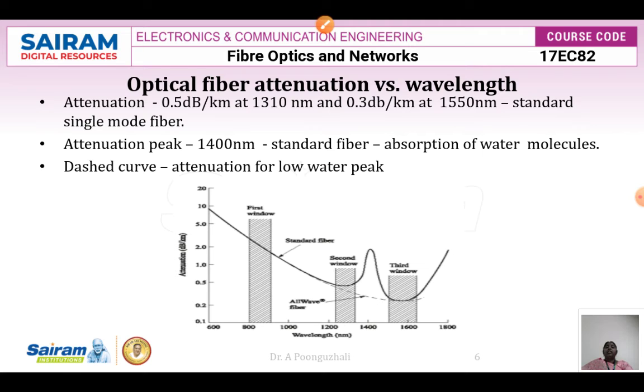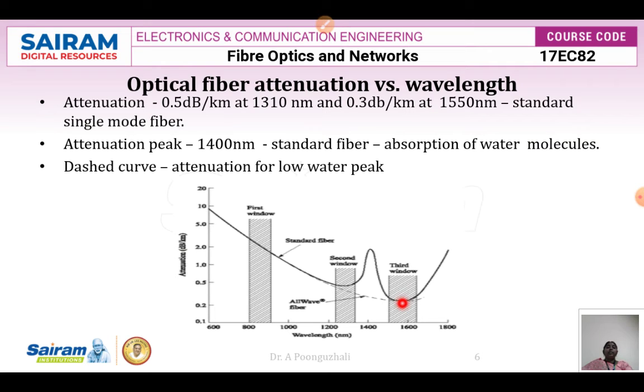Here we are going to see the optical fiber attenuation versus wavelength. We are going to take three different wavelengths: one at 1310 nanometers, one at 1550 nanometers, and the other at 1400 nanometers. These are the standard wavelengths used in optical fiber communication. At 1310, the attenuation value is approximately 0.5 decibels per kilometer. And at 1550, the attenuation is around 0.3 decibels per kilometer.